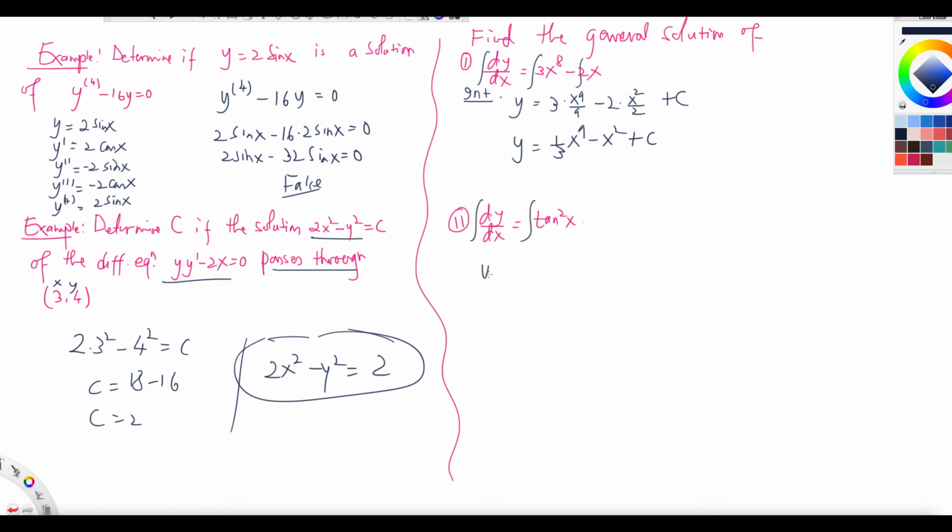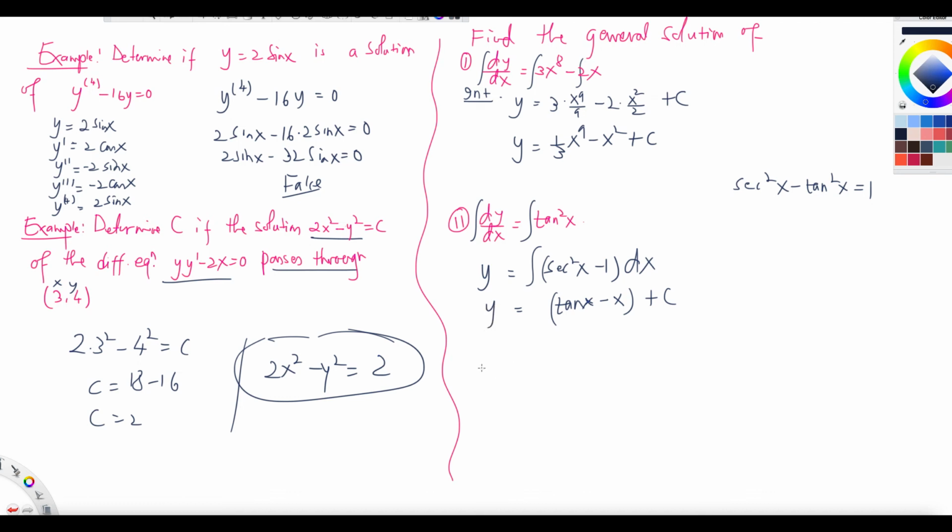What do you get? y equals the integral of tangent square x. We don't know that, so we need to change it into secant square. We know that secant square x minus tangent square x equals 1, so tangent square x is secant square x minus 1. So we write the integral of secant square x minus 1 dx. The integral of secant square is tangent x, because the derivative of tangent is secant square, minus the integral of 1, which is x, and you need to write plus C as well.